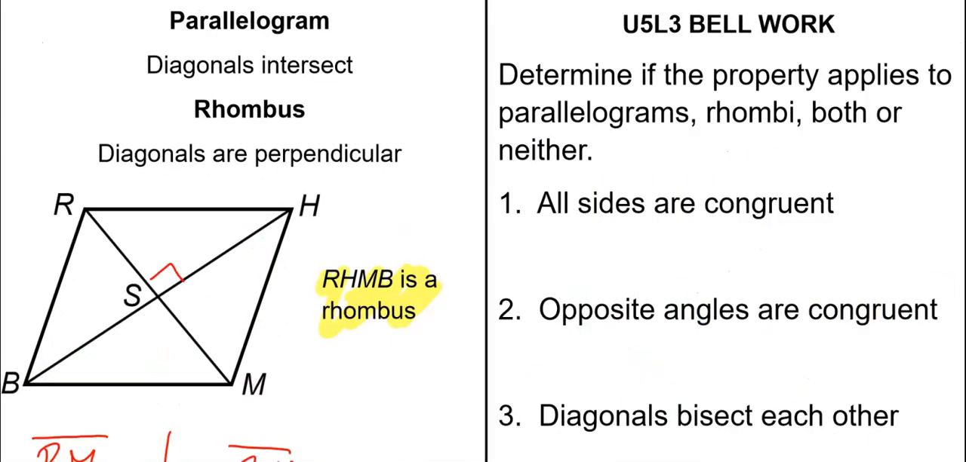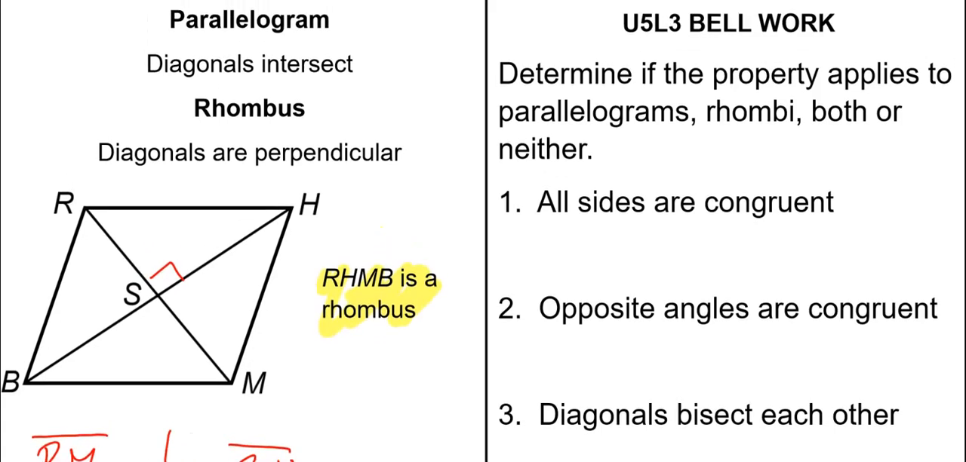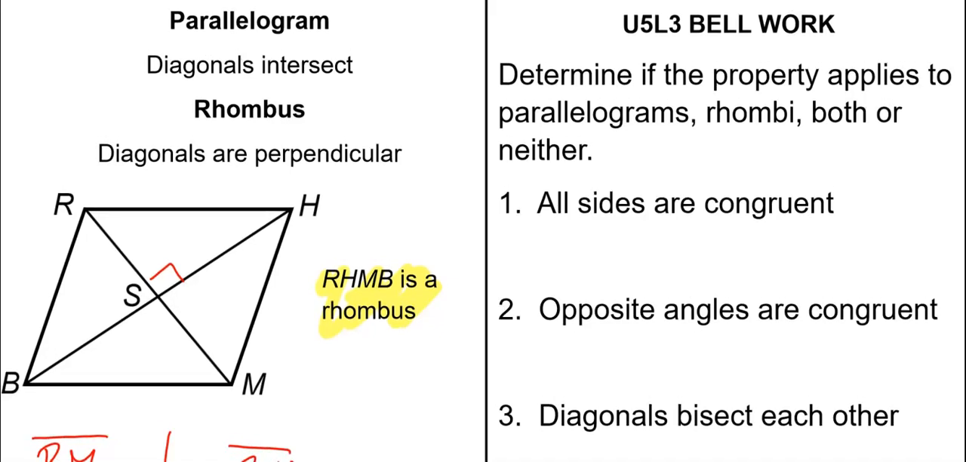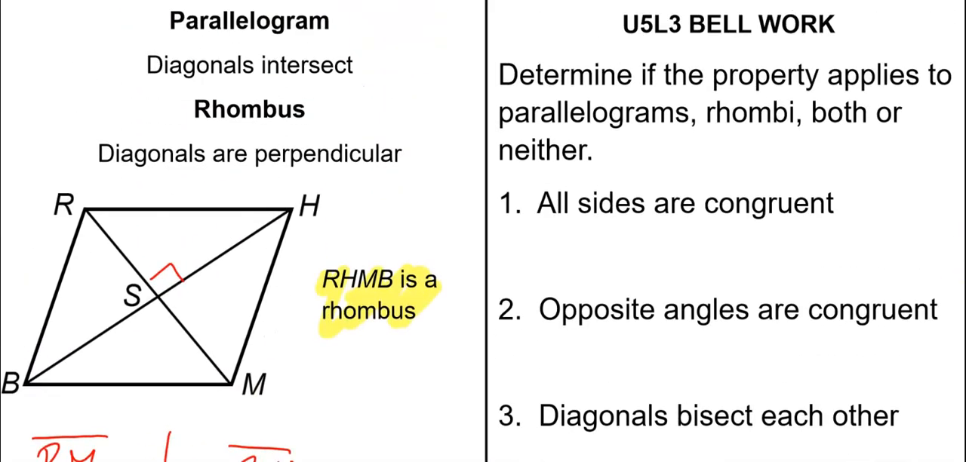So if you look at your bell work, flip back there. I want you to determine if each of the properties applies just to a parallelogram, just to a rhombus, both a parallelogram and a rhombus, or neither of them. If you have any questions, make sure you ask so we can get those points cleared up.